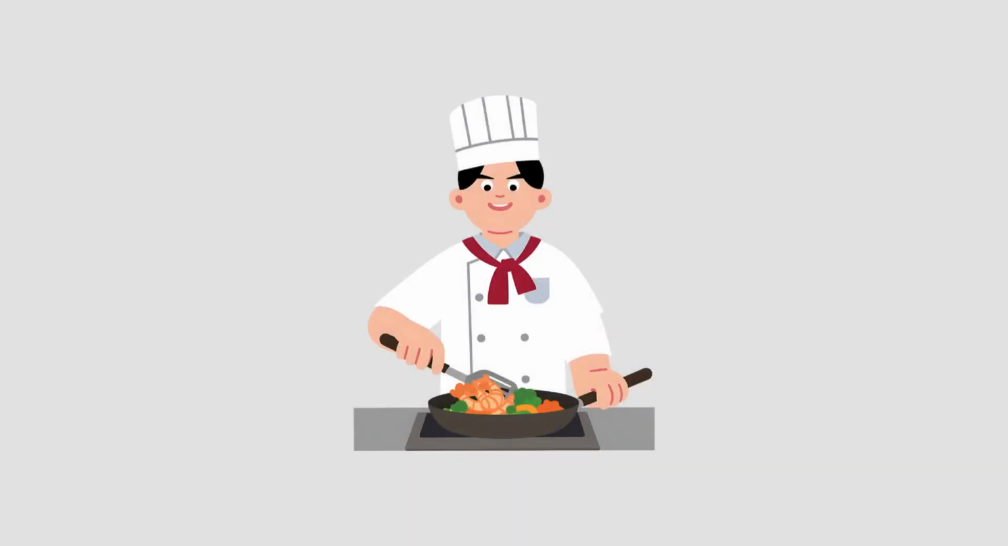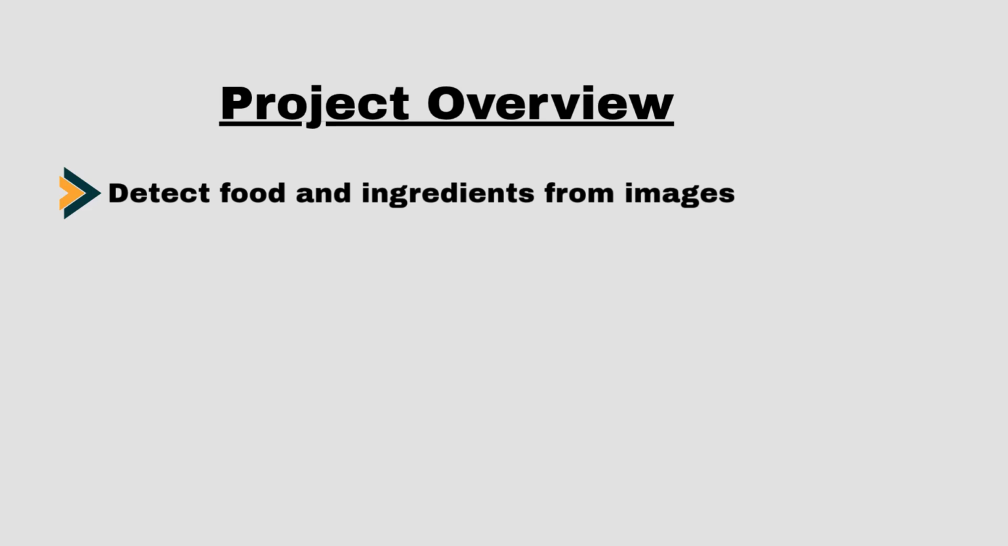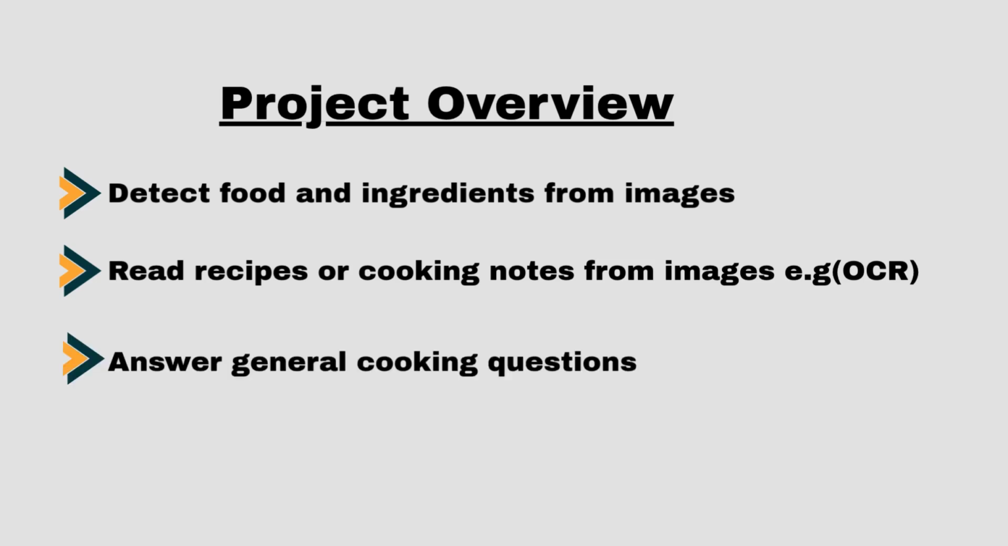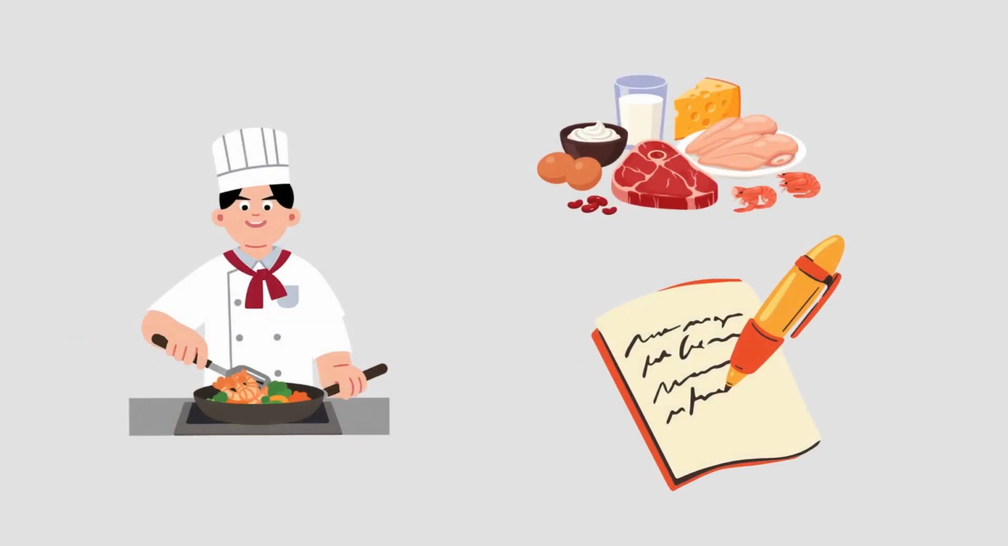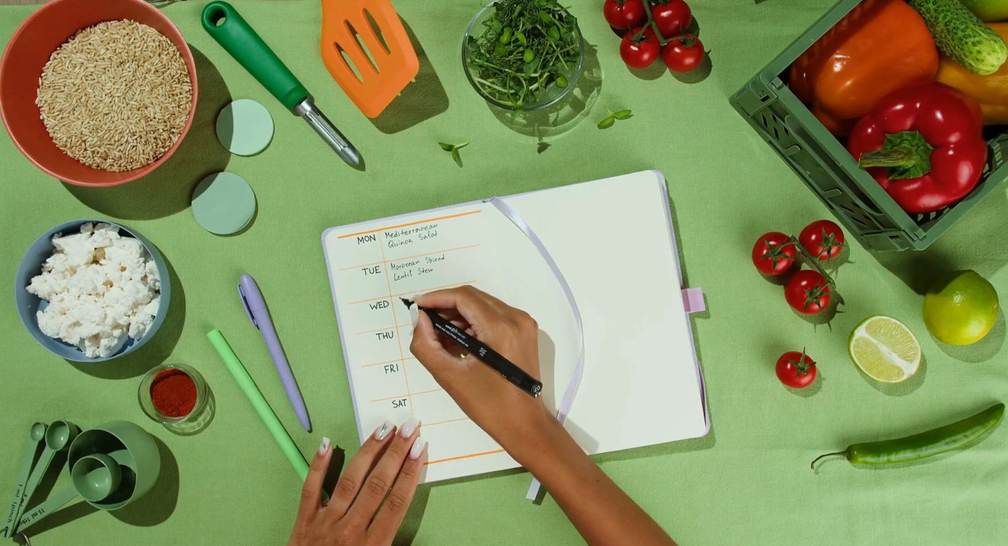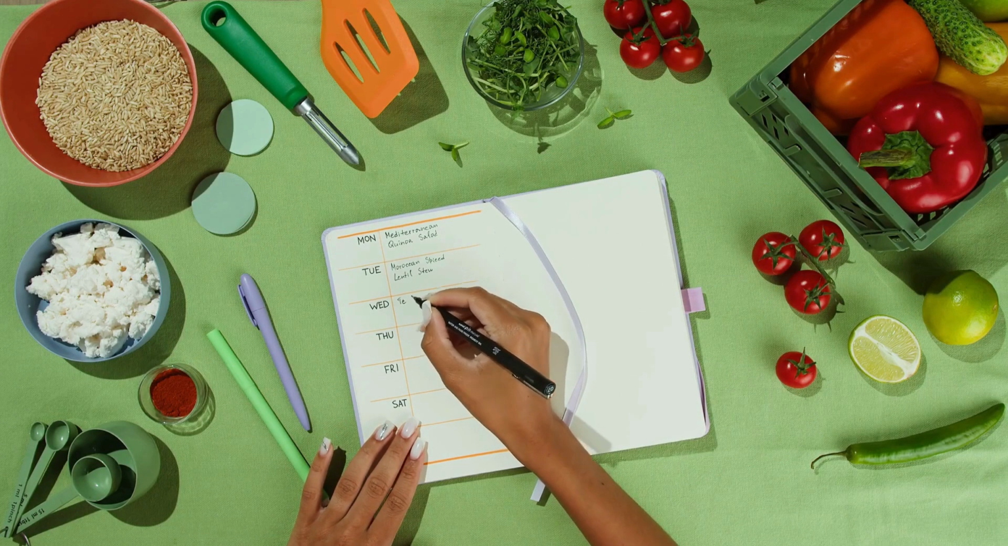So we're going to have an assistant which is going to be called Chef Ainor. From the user's message, it will be able to detect food and ingredients from images. Our assistant will also be able to read recipes or cooking notes from images, like performing an OCR task. And the last one is answering general cooking questions. So this kitchen AI agent will be able to answer each of the user's questions, like coming up with meal plans.